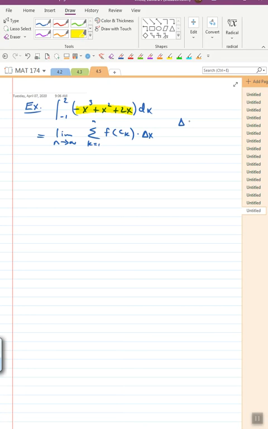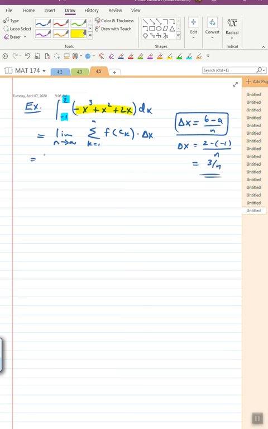And the first question I would ask is, what is delta x? Just remember your overall interval is -1 to 2. Yep, Ethan says 3 over n. Remember, that's your formula for delta x. In this case, it's the overall width of the interval, which is 3, divided by the number of subintervals. So that's your delta x.